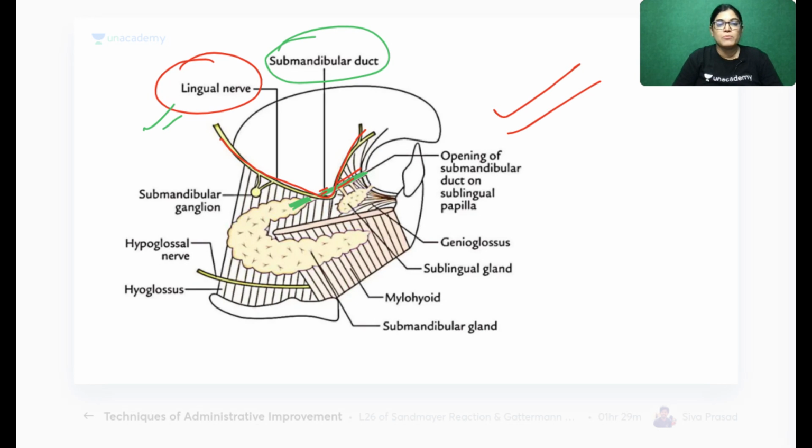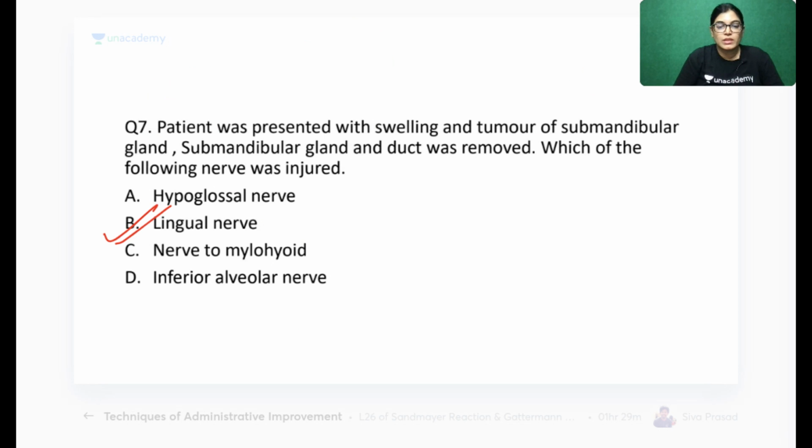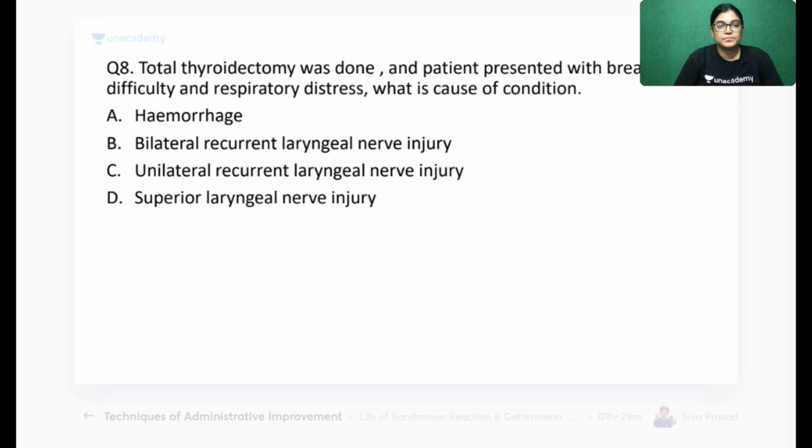So the lingual nerve has a greater chance of injury. The hypoglossal nerve, see here, lower down, is running over the hyoglossus muscle. So which nerve is most commonly injured? Lingual nerve. The opening of the submandibular duct is also shown in the sublingual papillae. So yes, let's move on to the next MCQ, question number 8.